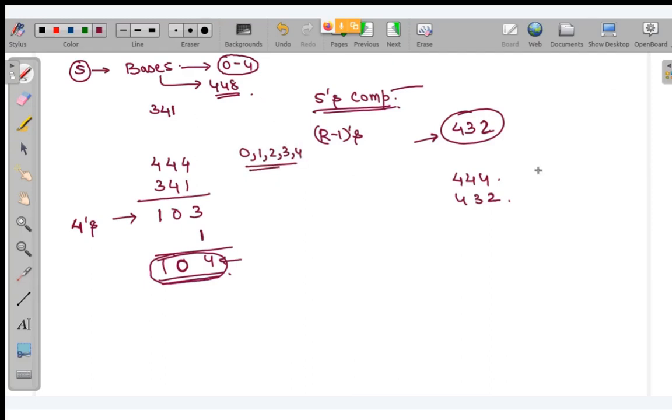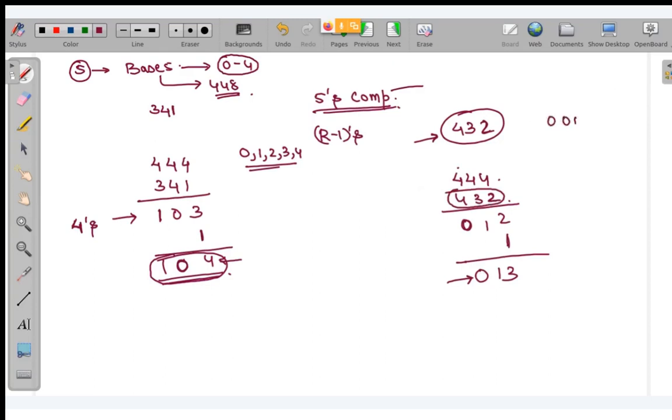So if you now have to calculate the 5's complement, you need to subtract it from 444. So this will be 2, 1, 0. Now if you add 1 to this, it will be 0, 1, 3. Now this doesn't mean you need to delete this 0. No, you are not going to delete this 0. Why? Because this is a 3-digit number that you have represented.